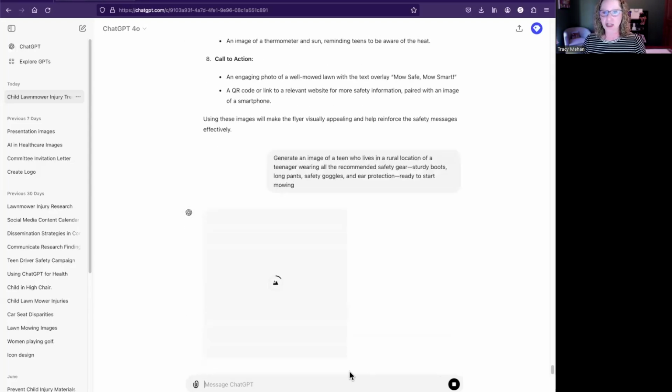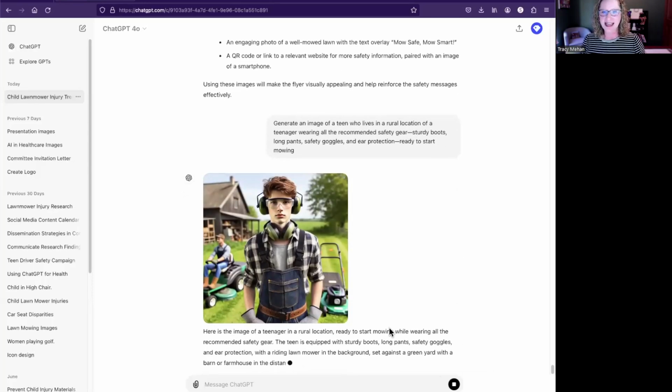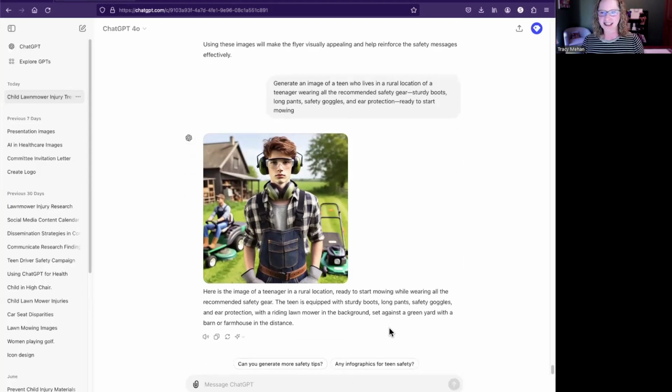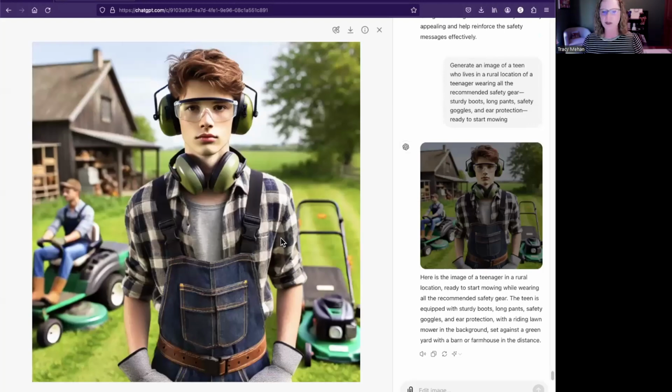So I asked it to generate an image of a teen who lives in a rural location, the teenager wearing all the safety recommendations. And I said what those things were. So it comes up with this image, which is pretty decent, actually. And every time you ask it, it will come up with different images so you can see some different things. But you can actually use these images. If you like this, you click on it, it zooms it out so you can see it a little bit better. And you can go right here and click save to download, and it downloads it right to your computer, and then you can use that.